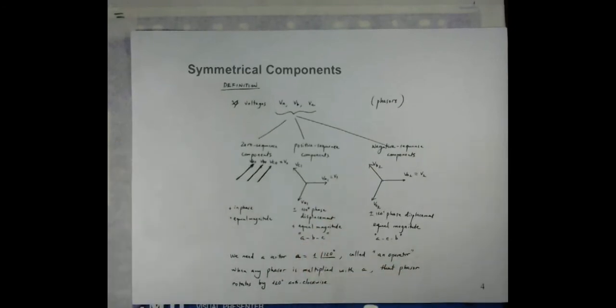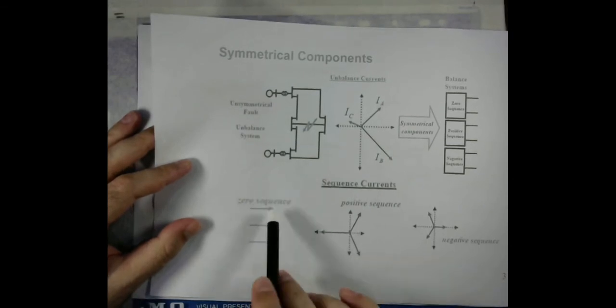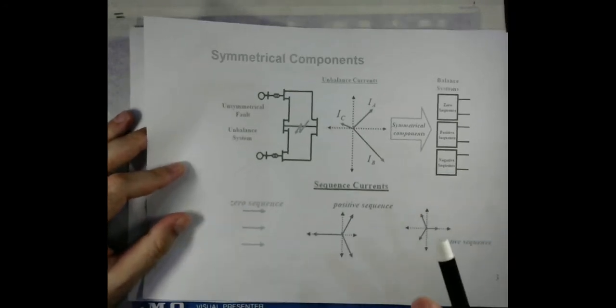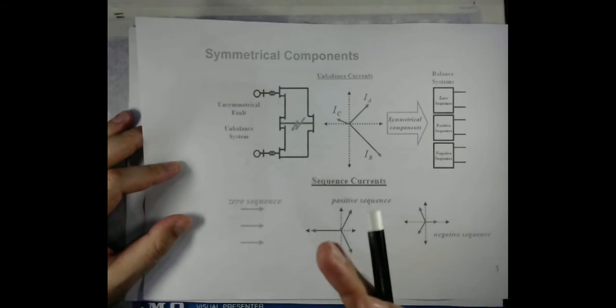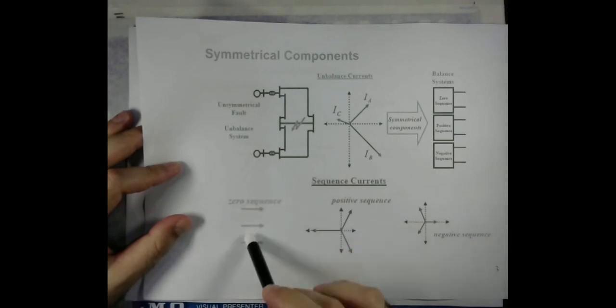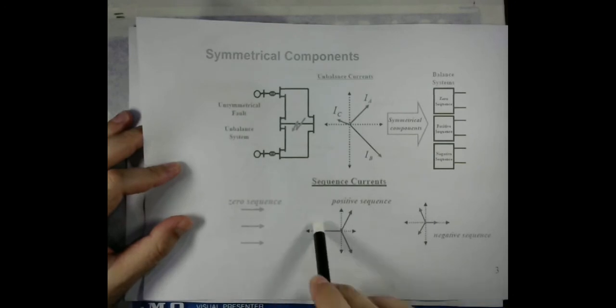As I mentioned, these quantities are balanced because the zero sequence quantities have equal magnitude and they are in phase. The definition of the balanced system, which we have discussed before, is that the quantities have equal magnitude and are phase shifted by 120 degrees. The positive sequence quantities have equal magnitude and are phase shifted by 120 degrees. Similar is the case of the negative sequence quantities.